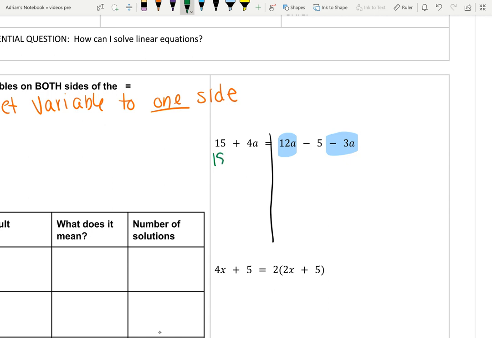So I'm going to just leave 15 plus 4a equals, and then my 12a and then the minus 3a will become 9a and then minus 5. Sorry, not 4. 9a minus 5.